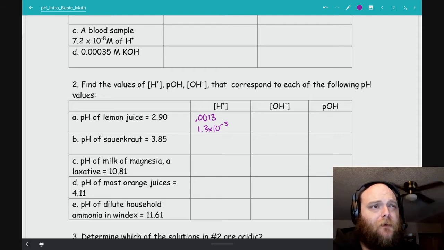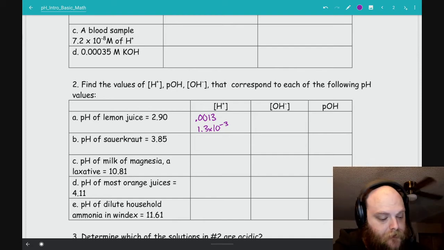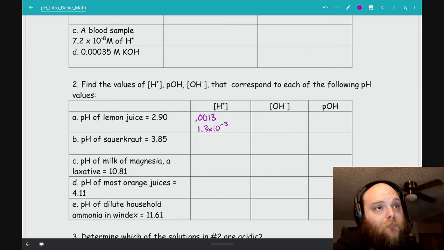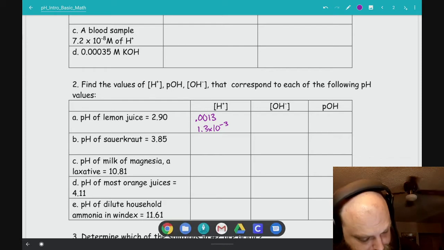Some of the very large numbers or very small numbers, we want to go ahead and do that though. Okay. So now we've got to figure out the OH minus concentration. So what is the OH minus concentration?